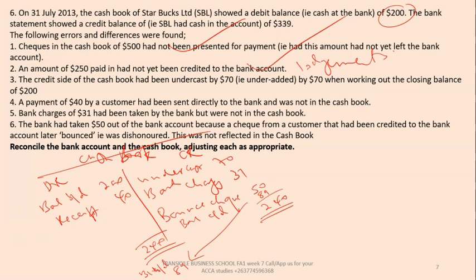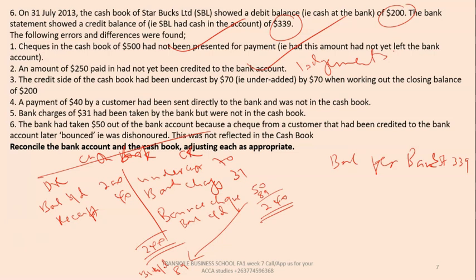Now, once we have done this, it means that we have updated the cash book. We then have to do the bank reconciliation statement. So in this case, we can start with the balance per bank. To be sure if our cash book is fine, we can just start with the balance per bank statement. How much was it? We are told here that it was 339 credit balance, which is the positive 339.